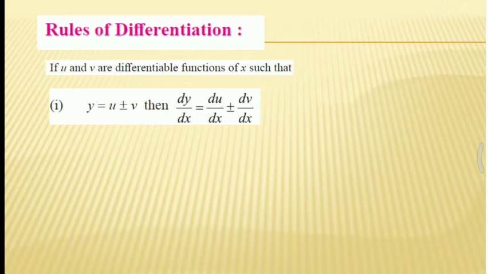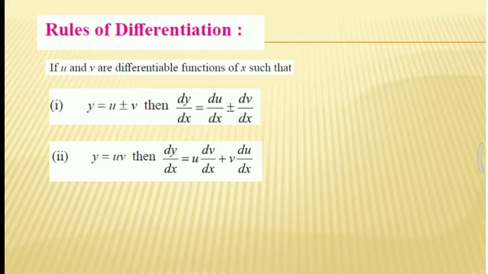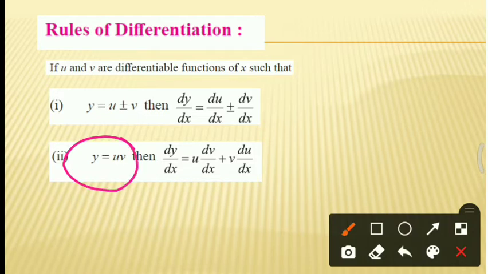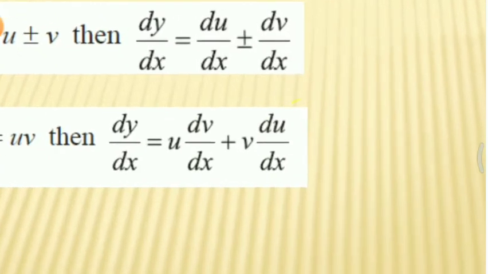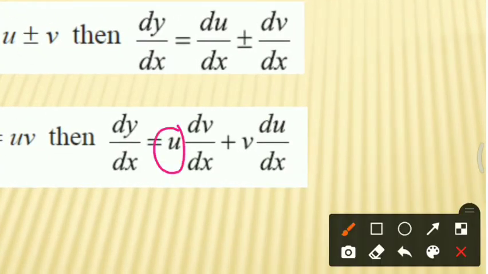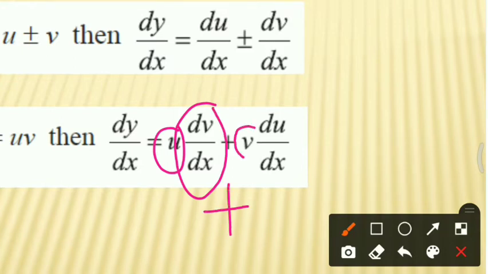Now, one of the important rules for differentiation: when a function y is expressed as a product of two functions, then dy by dx is given by u as it is, into the derivative of v, that is dv by dx, plus v as it is, into the derivative of u with respect to x, that is du by dx.